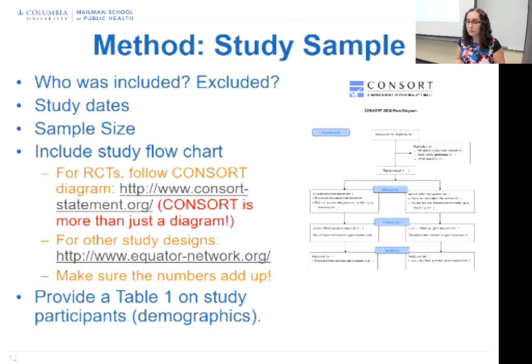Again, seems like common sense, but often it's not the case that that happens. So I will go through and count up the people and find the ends don't match. And then the last part related to study sample is you need to tell me something about this group of people. So we want to always have that Table 1 with study demographics. Who are the participants in this study?